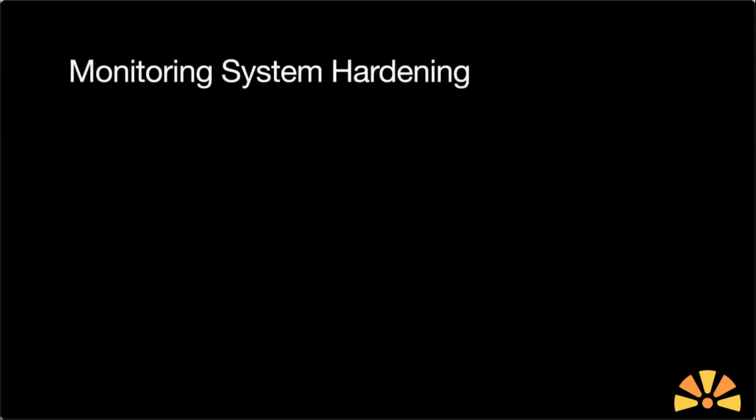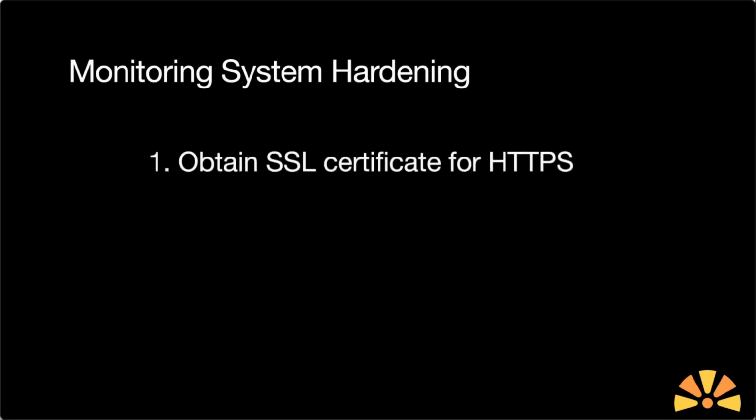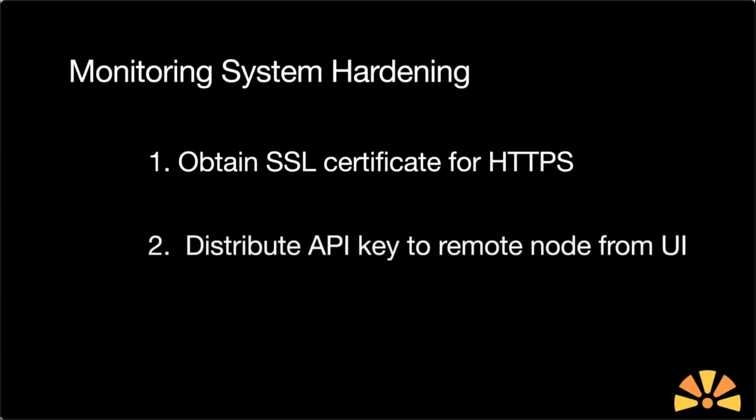We use API keys to prevent unauthorized access to the monitoring service's API. And as you may know, API keys must be used in tandem with the HTTPS protocol. So the user has to obtain an SSL certificate for the hub node to run the monitoring service's API on an HTTPS-enabled port. Then, for each remote node, the user must retrieve an API key from the password-protected UI and distribute it to the node via the linking client's registration script.